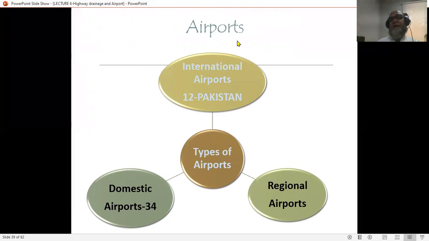Now, the general classification of airports. Airports can be classified into three categories: international airports, domestic airports, and regional airports. So we have 12 airports that can be categorized as international airports, although I would say there are only 5 that are truly international. Otherwise, the airports that operate Hajj flights in Pakistan, we call them international airports. But mainly 4 to 5 airports actually qualify: Karachi, Lahore, Islamabad, Sialkot, these 4, and maybe Peshawar.